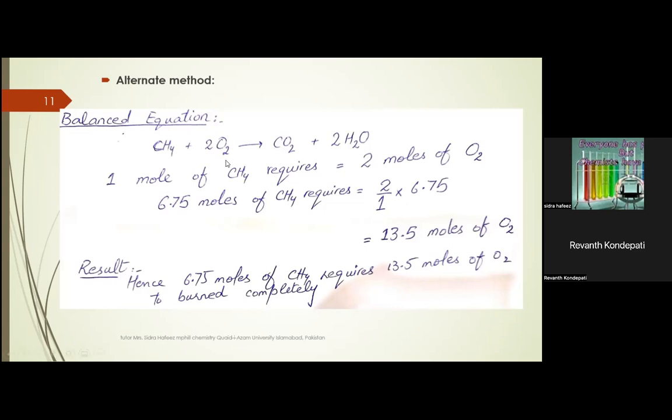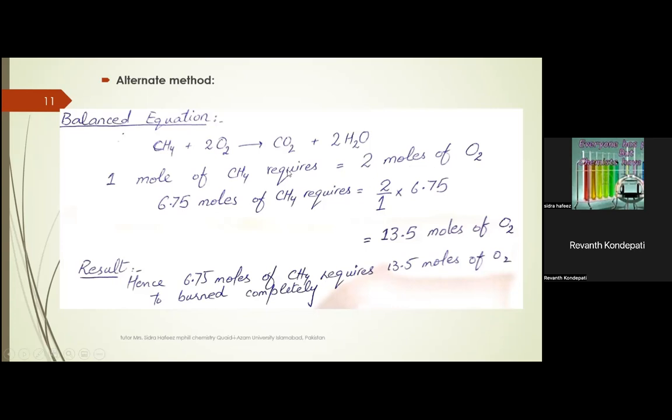First, you write a balanced equation: CH4, methane, reacting with oxygen and producing carbon dioxide and water. This is a balanced chemical equation. 1 mole of methane requires 2 moles of oxygen. So 6.75 moles of methane will require 2 multiplied by 6.75, which gives you 13.5 moles of oxygen. Hence, 6.75 moles of methane will require 13.5 moles of oxygen to be burned completely.